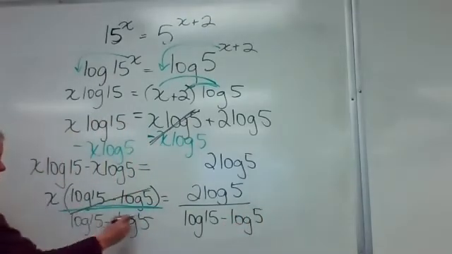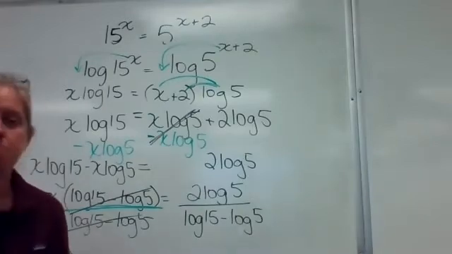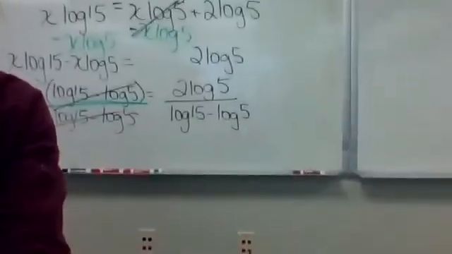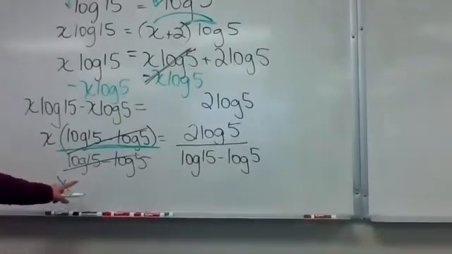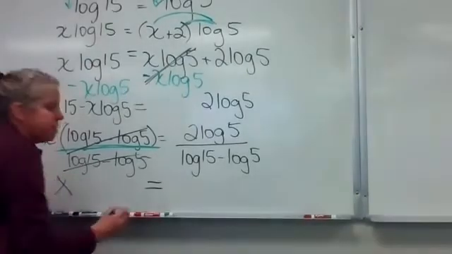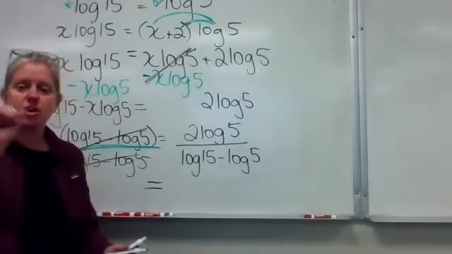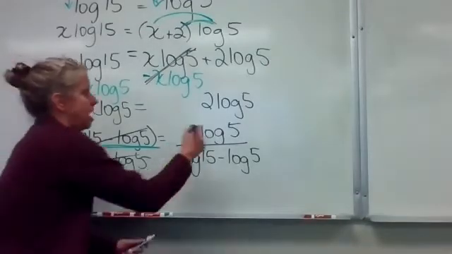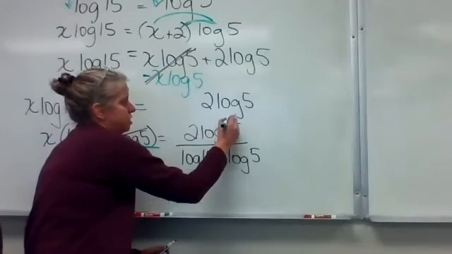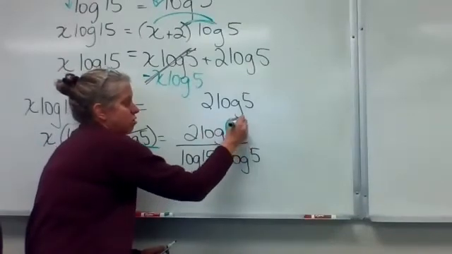So these cancel. So there's my x by itself. So if I could just simplify that other side, I'll have my answer, right? Because the x is by itself over here. Now, be careful when you type this in your calculator, because remember, once you hit that log key, it's automatically going to give you an open parenthesis that you'll have to close.